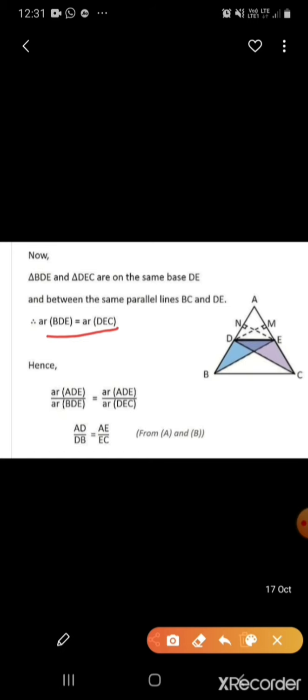So the previous ratio, area of triangle ADE by BDE, can be written as ADE by DEC. So there we get AD by DB as the first equation and AE by EC as the second equation. From the two equations, we can say that AD by DB equals AE by EC. Hence the proof of this theorem.